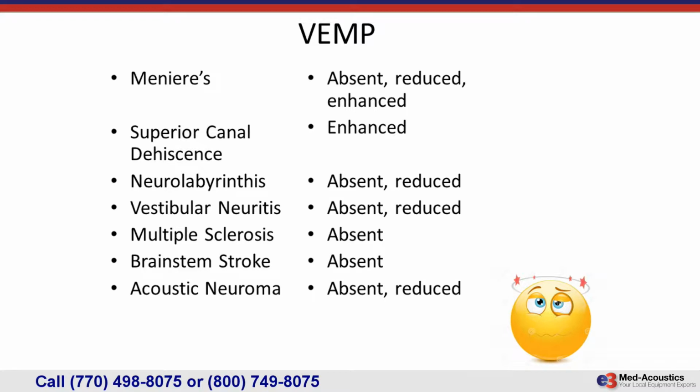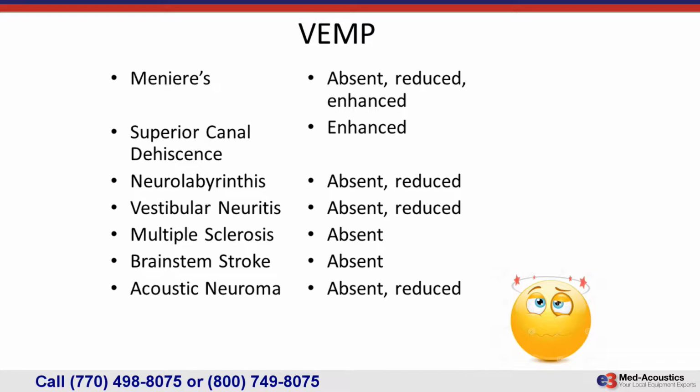This is how these different pathologies will affect the VEMP test. You see, in Meniere's, depending on the stage that this condition is in, the response could be absent, present, or enhanced, right? It could be absent, reduced, or enhanced. So with Meniere's, it's a little confusing, but I'm going to show you something that can help pin it down. Superior canal dehiscence, the CVEMP response, is actually enhanced. It's abnormally large on that side.